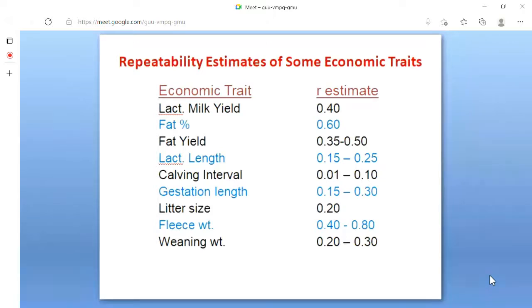Say, lactation milk yield repeatability is 0.4, fat percent 0.6, like fat yield, for the different periods. Then calving interval, this also, for the reproductive traits the heritability value is low, 0.01 to 0.16. They have low heritability values.